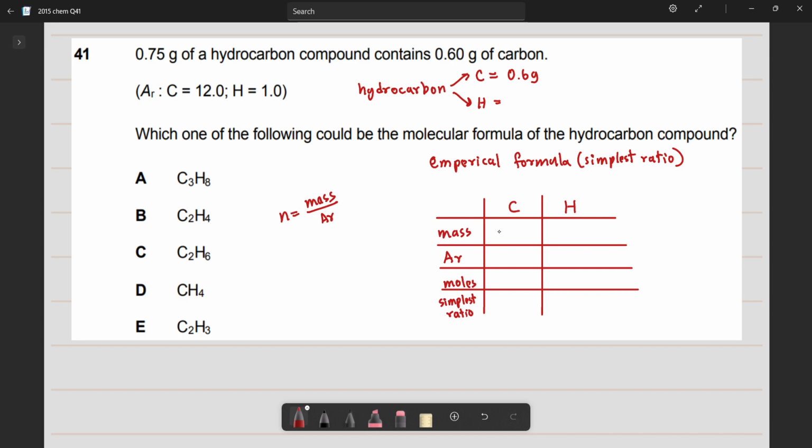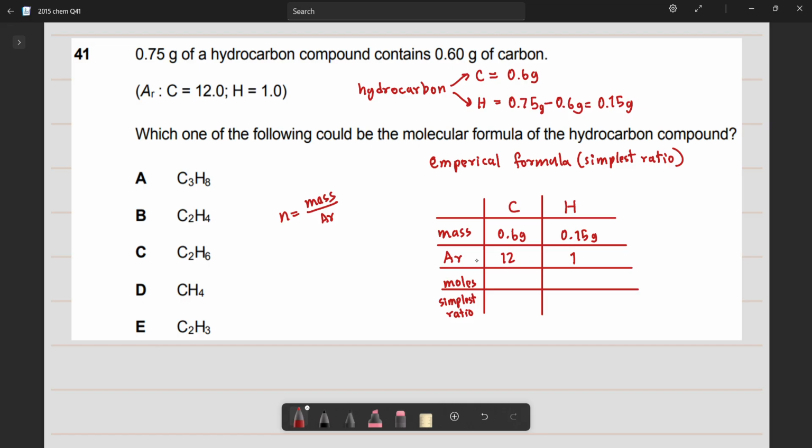We're given the mass of the carbon only. To find the mass of hydrogen, we subtract the mass of carbon, 0.6 grams, from the mass of the hydrocarbon, 0.75 grams. This gives us 0.15 grams of hydrogen. Now we have the mass of hydrogen, so we simply divide by the atomic mass. The given atomic mass is 12 grams per mole for carbon, and for hydrogen it's 1 gram per mole.